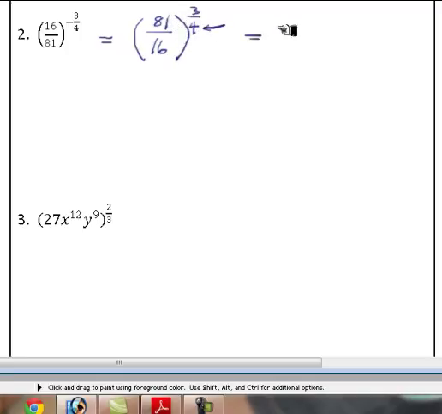So let's do that. The 4th root of 81 is 3, because 3 to the 4th is 81. 3 times 3 times 3 times 3 is 81. And the 4th root of 16 is 2, because 2 to the 4th is 16. All right, so we took the 4th root, but we still did not cube this fraction, so we're going to do that now. 3 cubed is 27, and 2 cubed is 8.